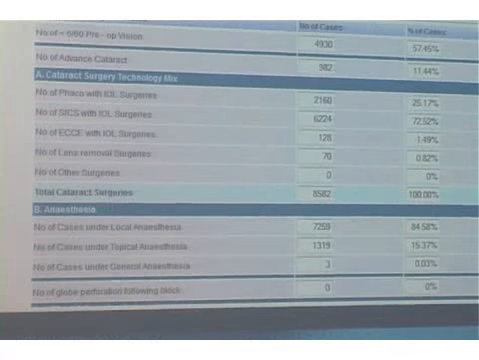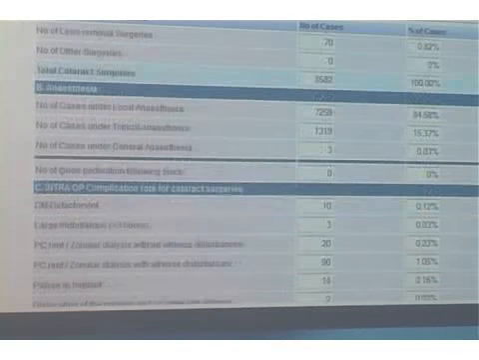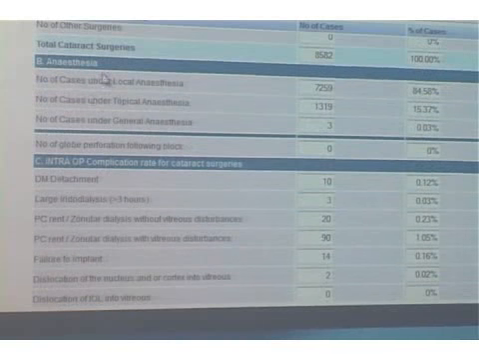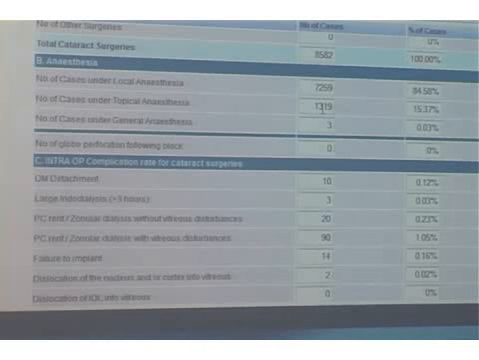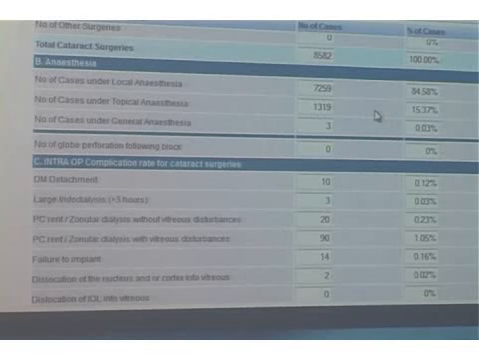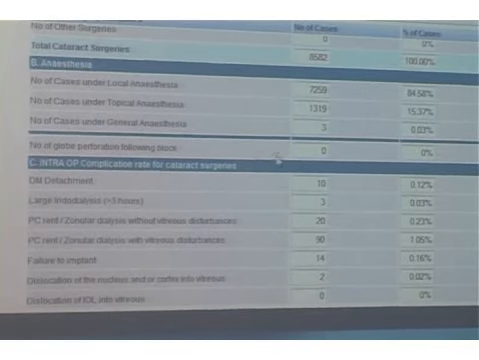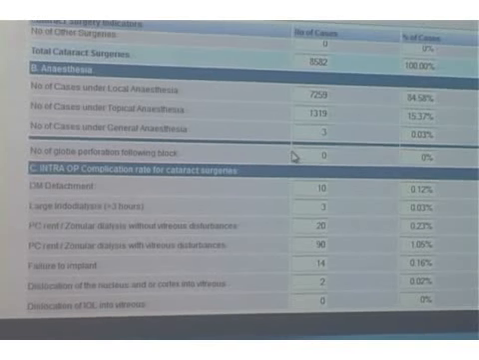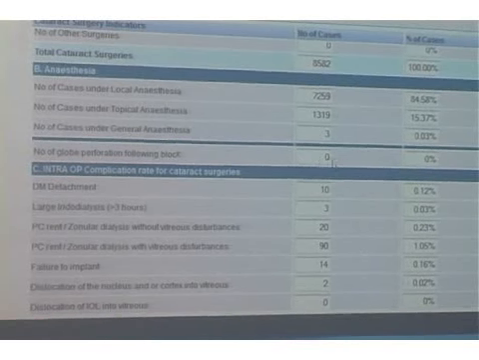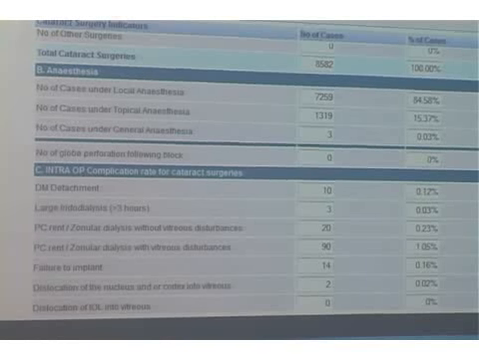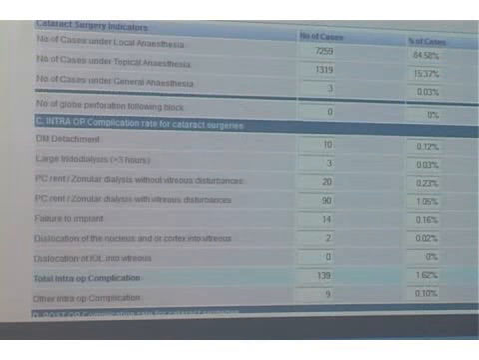We also have data on anesthesia, the type of anesthesia. We had topical in 15% of the patients, and most of them are probably phaco. We also capture any globe perforation. This month there was nil. Probably we may have about 2 or 3 cases in a year.